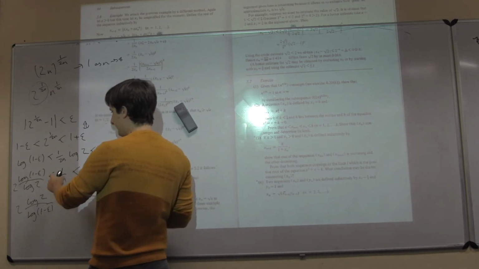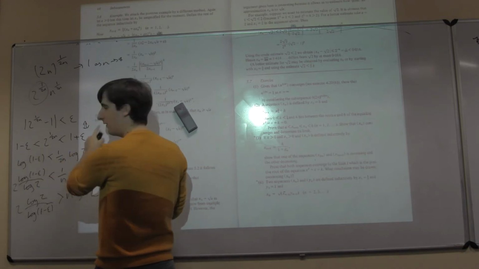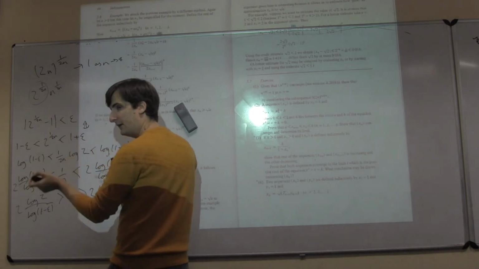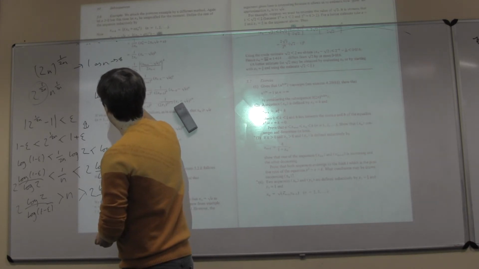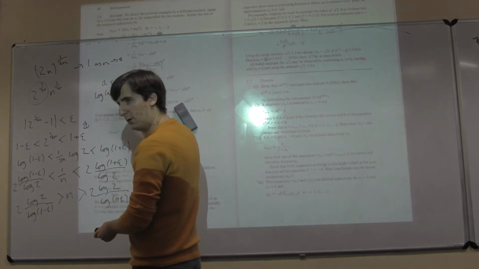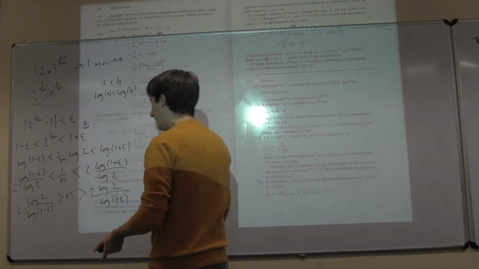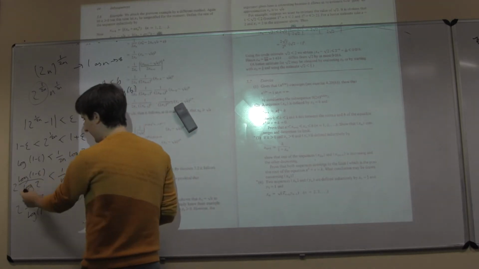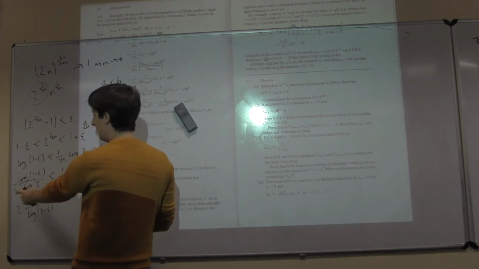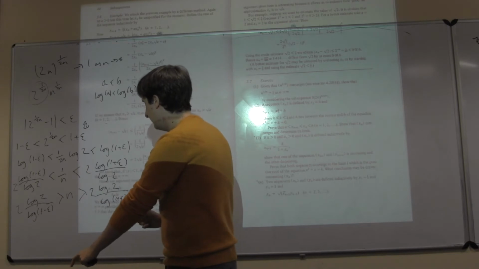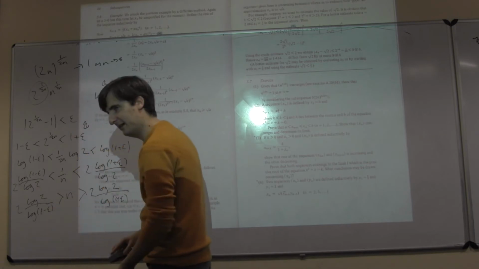This is fine. If we take the logarithm as an increasing function, then if a is less than b, log of a is less than log of b. That's true for any increasing function. So this line was fine. This line was fine as well, we've just divided by 2 and divided by log 2, multiplied by 2. So up to here we're fine, but this next step I made a mistake.